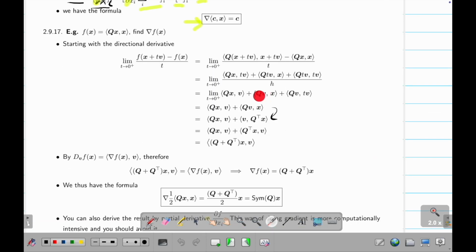Here, v has something next to it. I want the thing gone, so I move it to the other side and then I flip this expression. Now I have v alone, and in linear algebra, this is linear, so I can combine them.